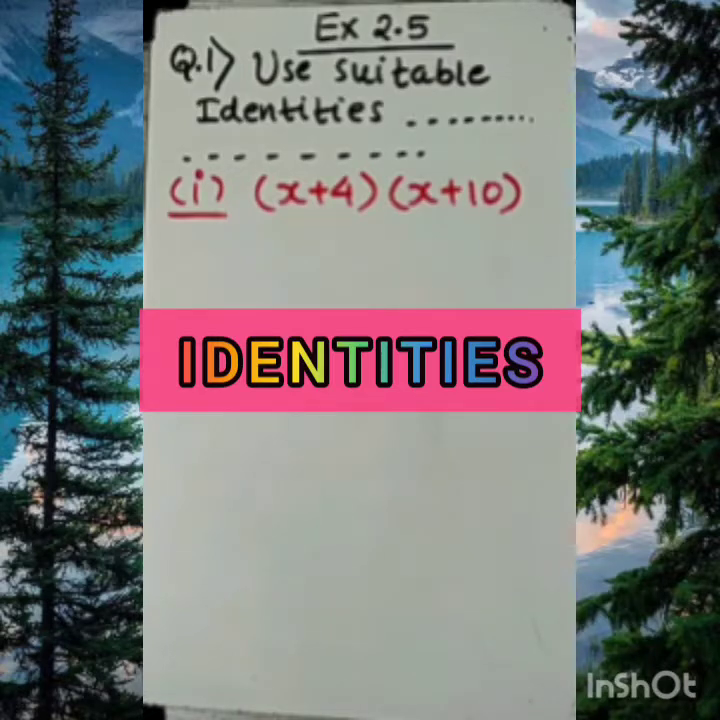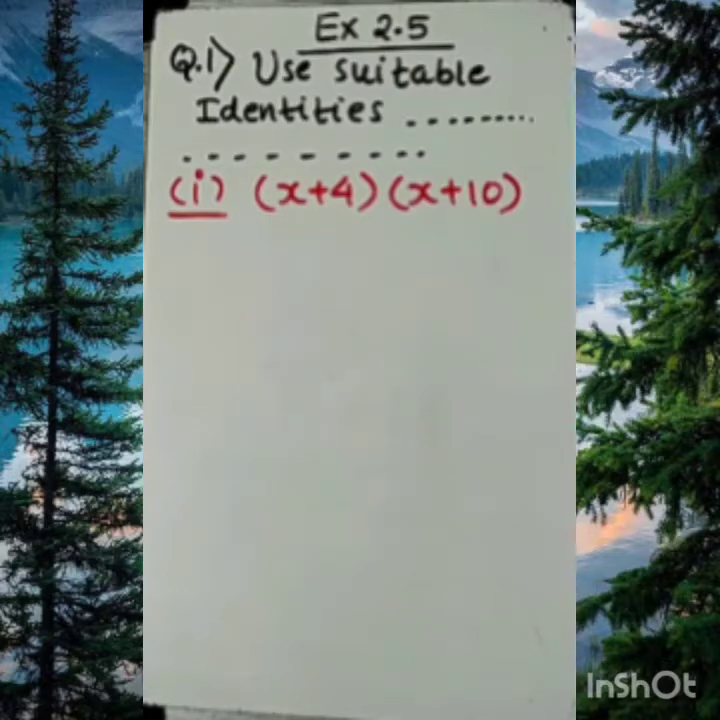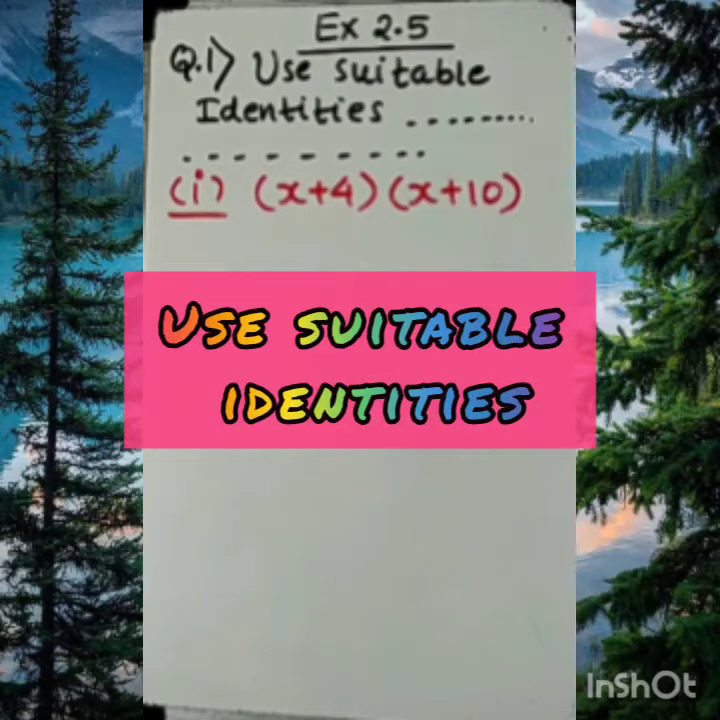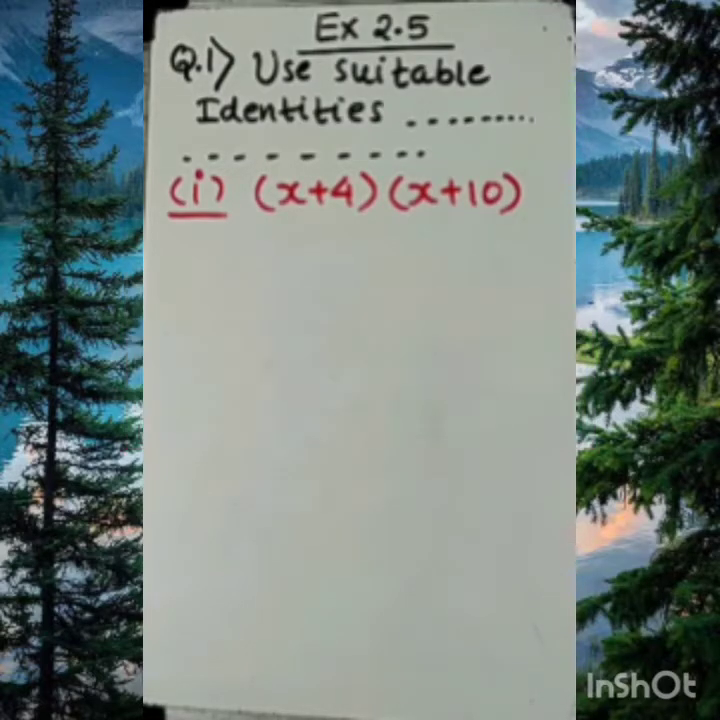Now here, first of all, you can see question number 1. When we apply the identity, I will recall all these identities to you. It is based on this: use suitable identities. The question number 1 of exercise 2.5 is: use suitable identities to find the following product. First is (x plus 4) and another bracket (x plus 10).